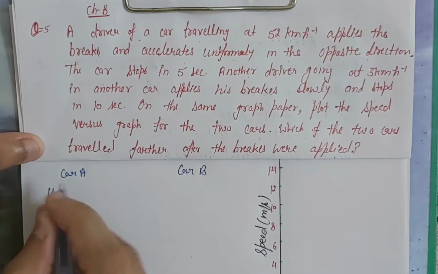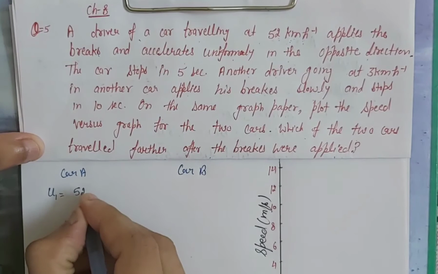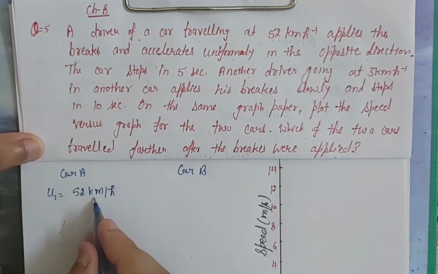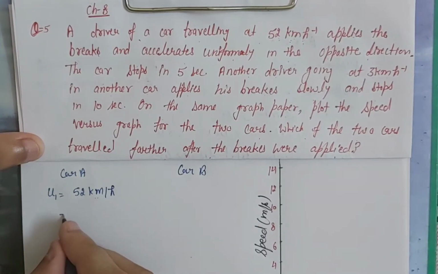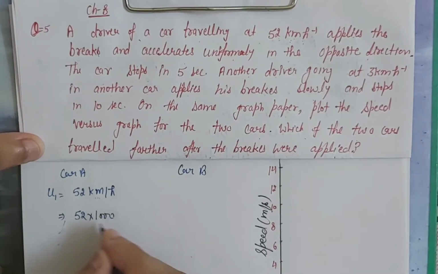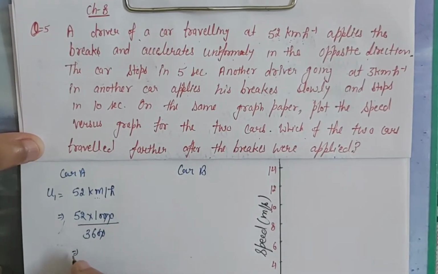So u1 is the initial speed of car A. The initial speed of car A is given as 52 km per hour. But it is not the SI unit of speed, because the SI unit of speed is meter per second. So firstly convert it into meter per second. How can we convert it? 52 multiplied by 1000, because in 1 kilometer there are 1000 meters, divided by 3600, because in 1 hour there are 3600 seconds. So cut it, and our value comes to 14.4 meter per second.